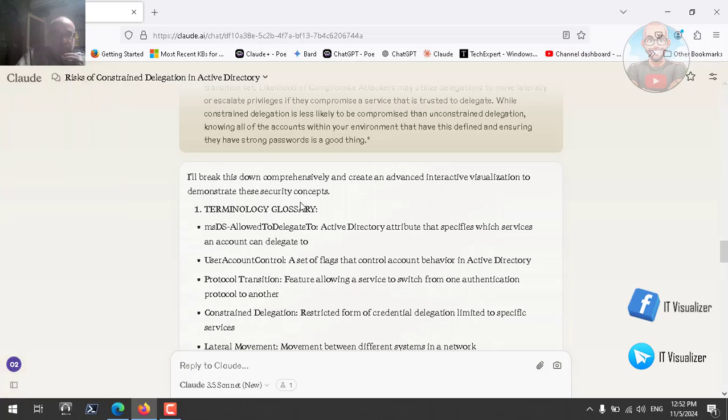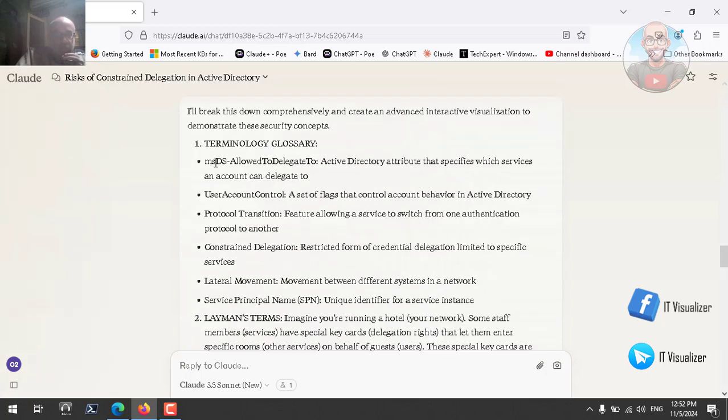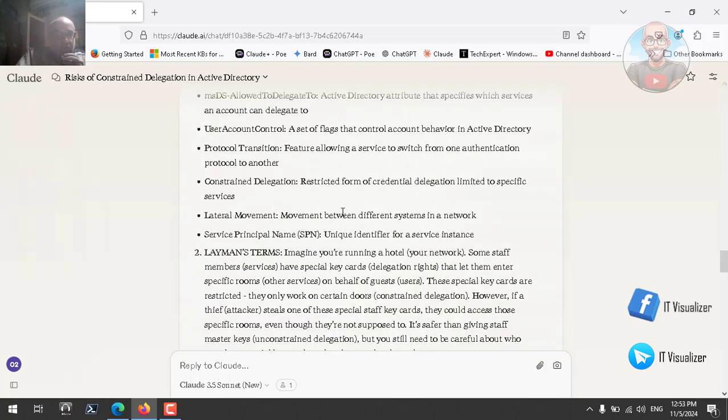Here we can see terminology. First, what is msDS-AllowedToDelegateTo? Active Directory attribute that specifies which services an account can delegate to. User account control, a set of flags that control account behavior in Active Directory. Protocol transition, feature allowing a service to switch from one authentication protocol to another. Constrained delegation, restricted form of credential delegation limited to specific services. Very, very good explanation. Lateral movement, movement between different systems in a network. Service principal name, unique identifier for a service instance.